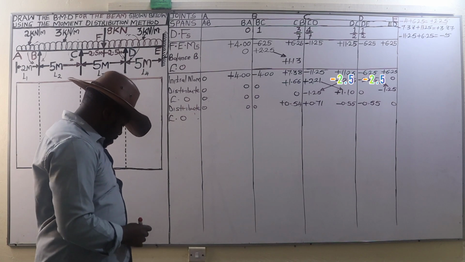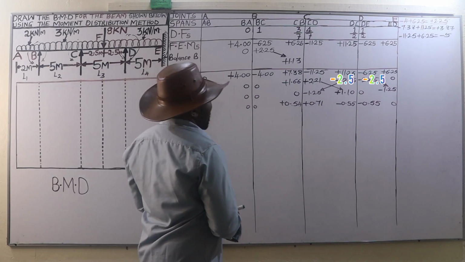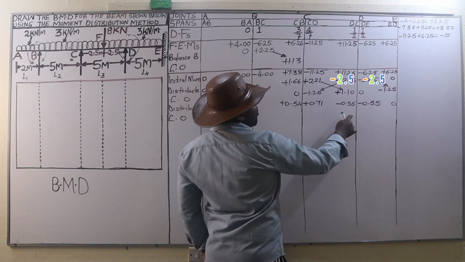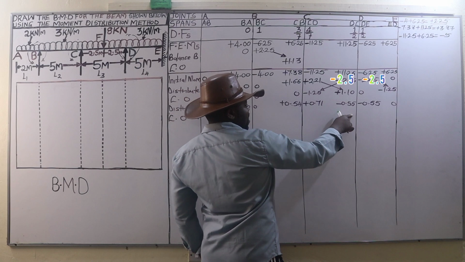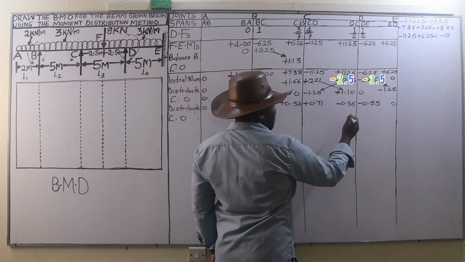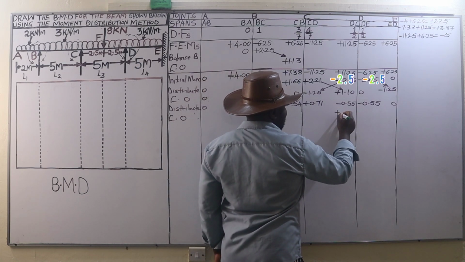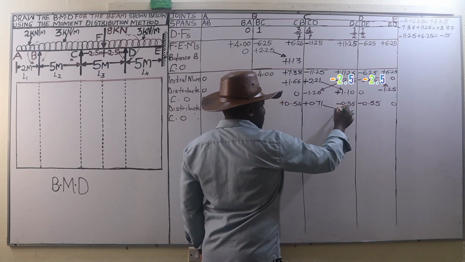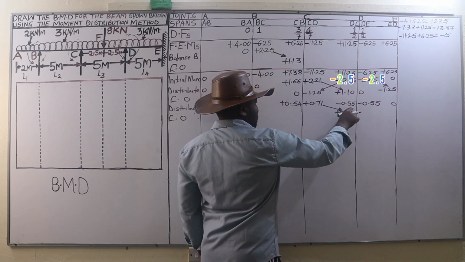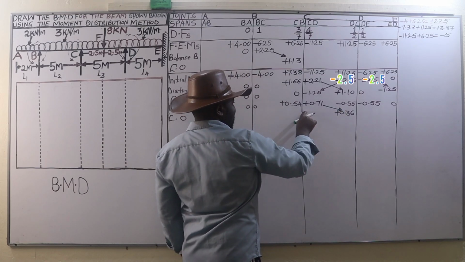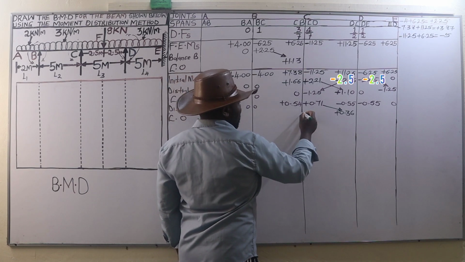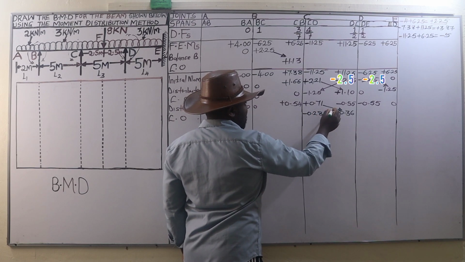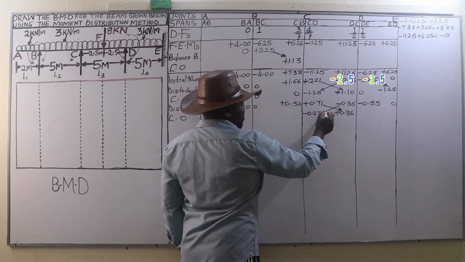Then after distributing, the next thing will be carrying over. So we carry over, and we are going to have this. Half of 0.71 will be carried over to joint D, and that's going to be positive 0.36. So here we got plus 0.36, which is half of 0.71. Then half of 0.55 will be carried over on the joint C, and that's going to be negative 0.28. So that is when we carry over there.